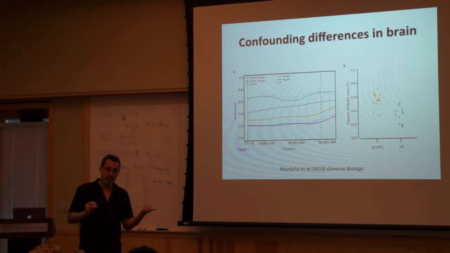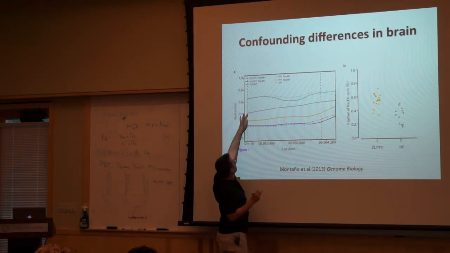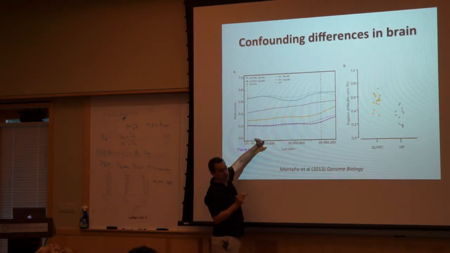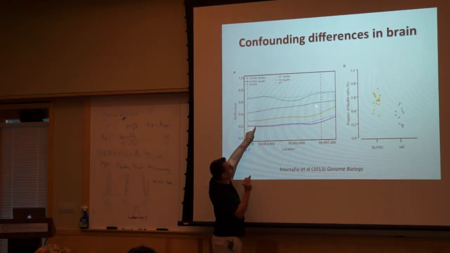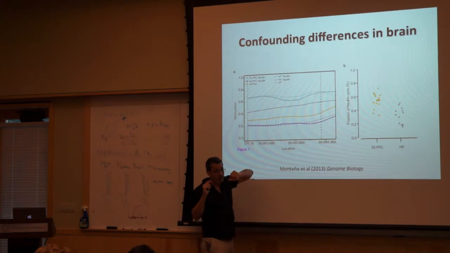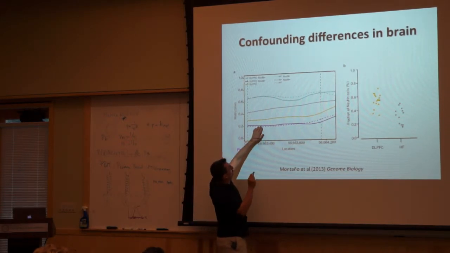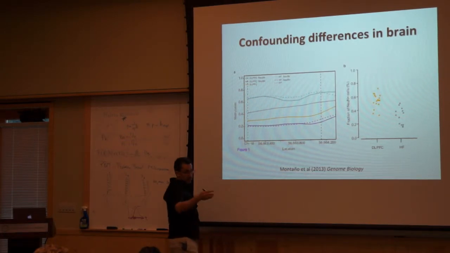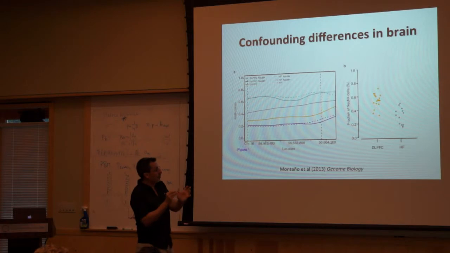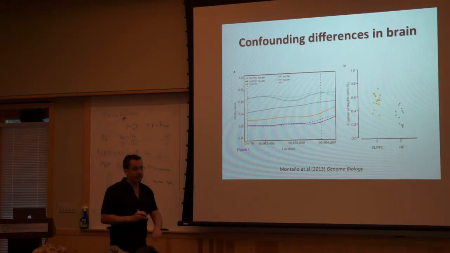So it's due to cell composition. The difference you see here is not due to differences in DNA methylation, because if it were, these two lines would be different, and these two lines would be different, at least one of them would be. But they both seem to be exactly the same. But we see a big difference. So why is that? Probably because one of these parts of the brain has more neurons than the other.